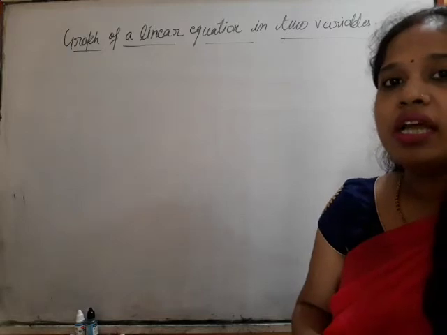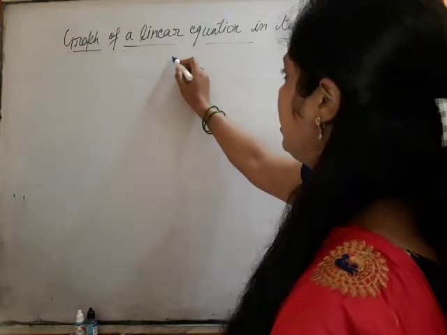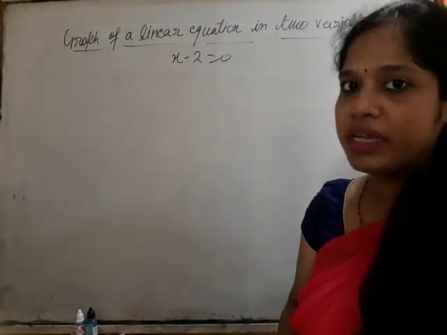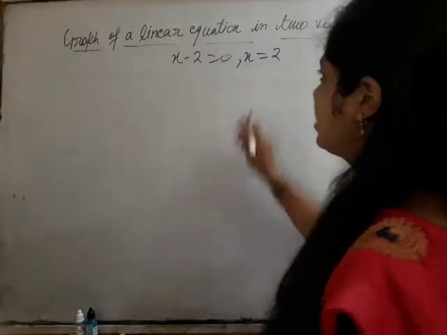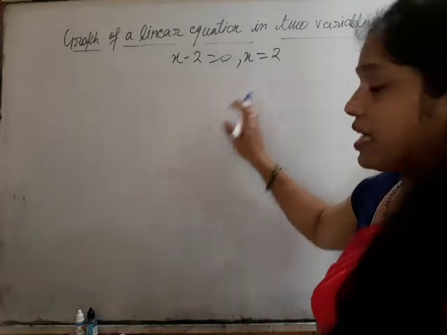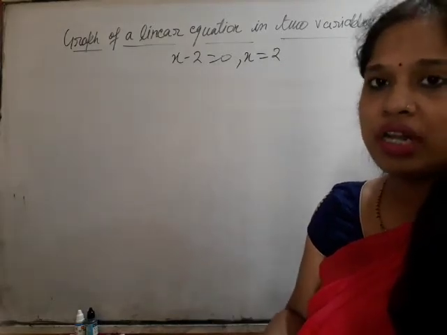Dear students, an equation in one variable is, suppose, x minus 2 is equal to 0. So x is equal to 2. The value of x is equal to 2. This value of x is very easy to plot on the number line or graphically.